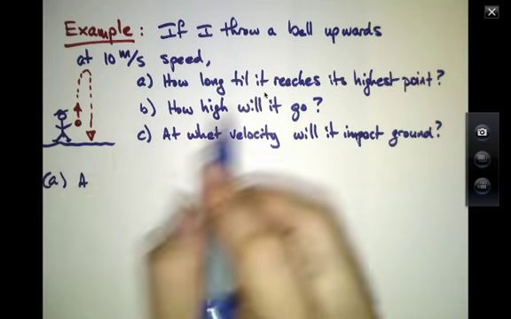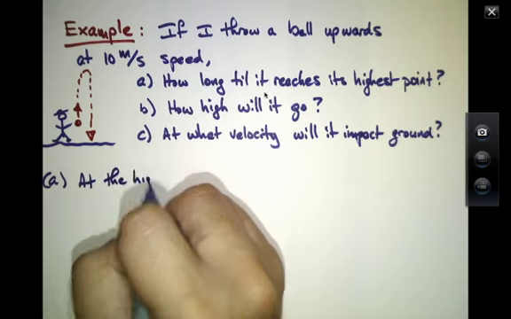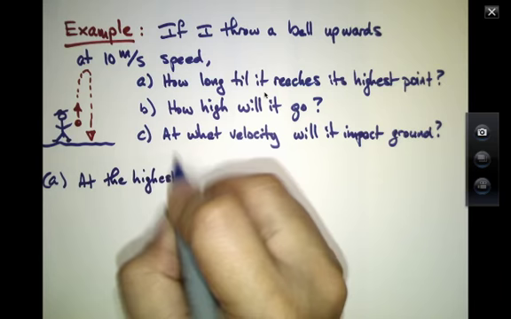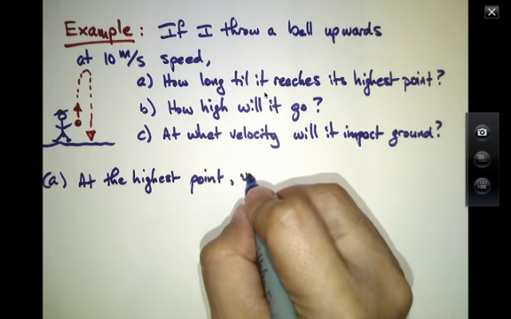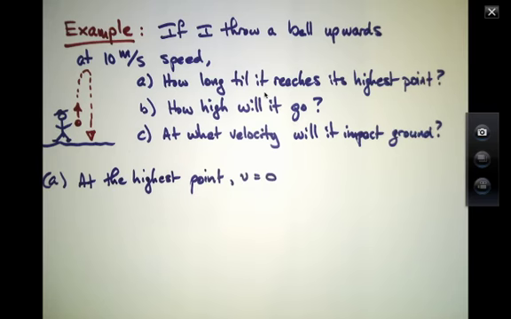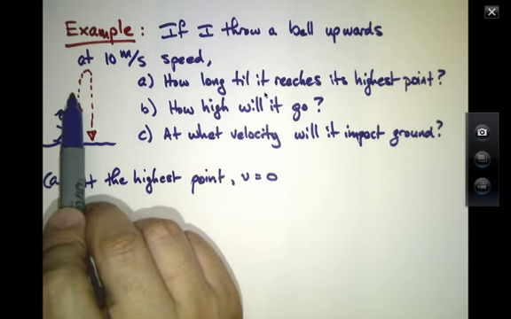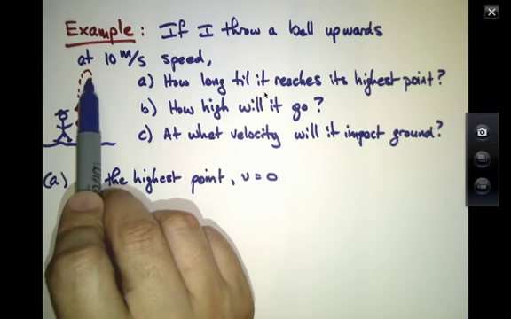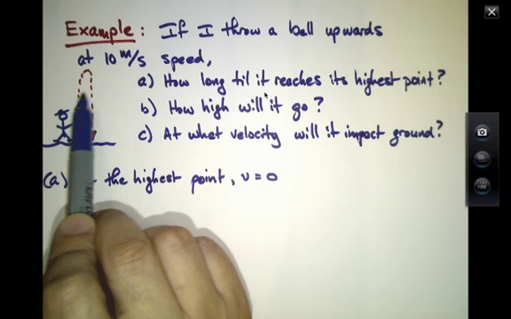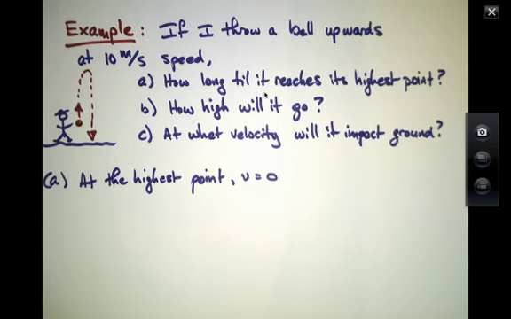So we're asking a question about the highest point. Well, at this highest point, we know that the velocity will equal 0. How do we know that? Because up until that highest point, the velocity is positive. The ball is heading upward. Over on this side, though, the velocity is negative. It's heading downward. If it's positive at one moment and it's negative at the other moment, it means it had to go through 0. It was 0 for a short time.